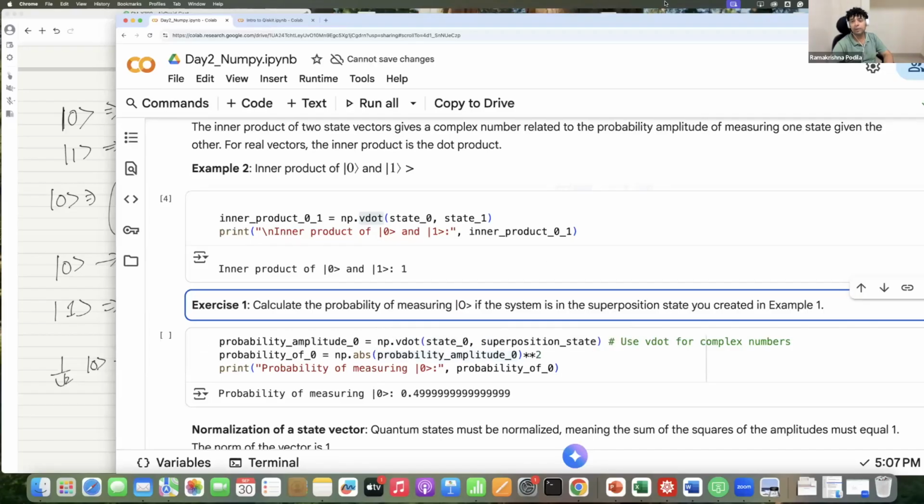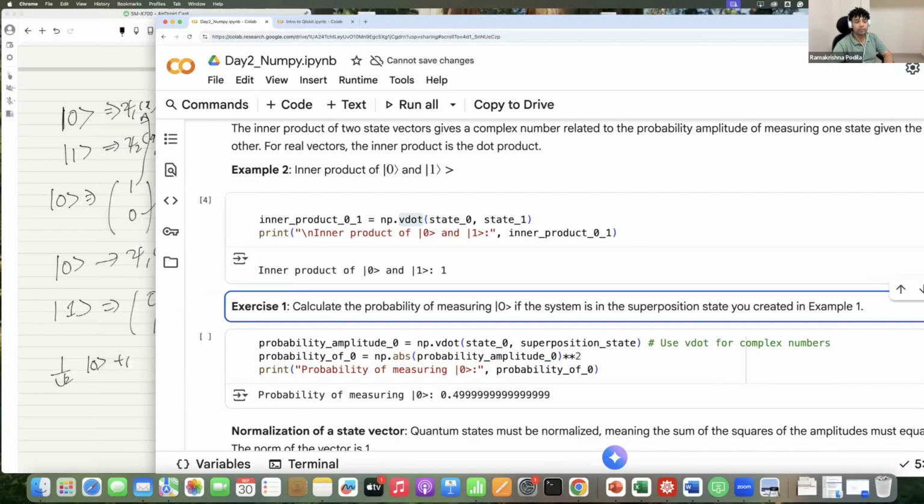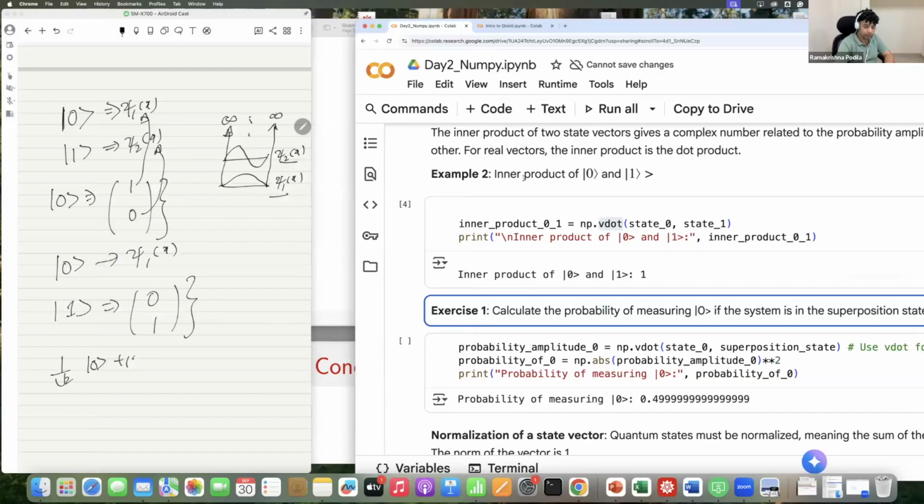I don't think you can see what I'm writing. So 0 plus 1, that's a superposition state. What we want to do is find the probability of it being in state 0. Then we take the inner product with this bra, right? And then we have to square it, right?